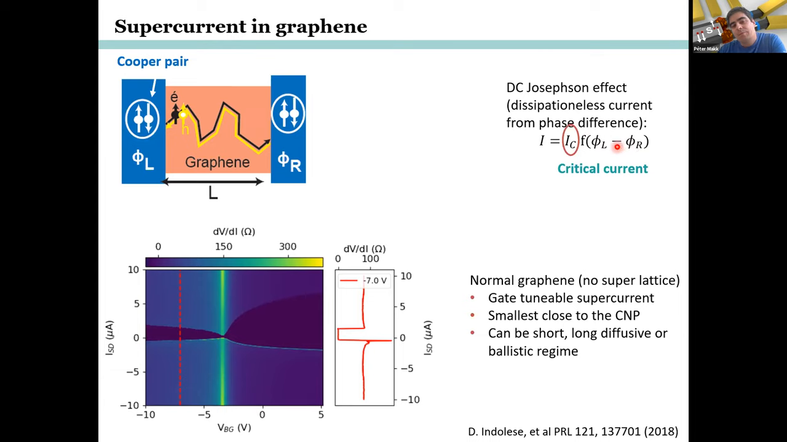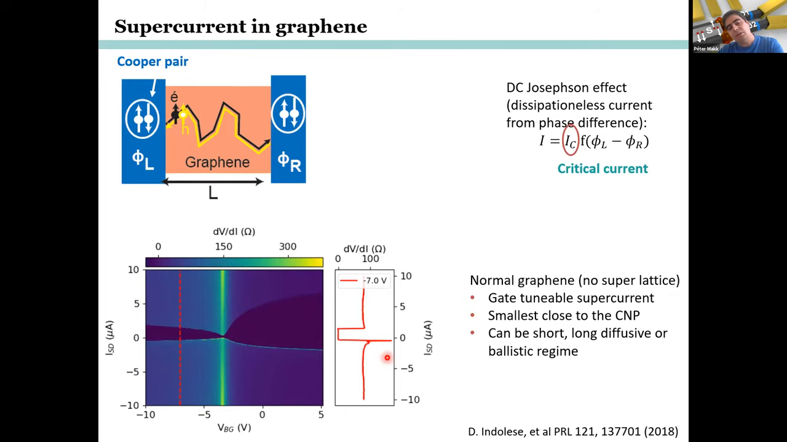Now, in experiment, usually you don't phase bias, but current bias. So you change the current and the phase will adjust. At some point, the current which you apply is larger than the critical current, and the junction will not be able to carry more dissipationless current, and you will have a finite resistance. This is what is shown in such a map. One axis is the source-drain current, the other is the gate voltage, and the color shows the differential resistance. The dark regions correspond to the zero resistance state, whereas the dashed line shows a cut where you really see that in the middle you have zero resistance, whereas outside you have a finite resistance.